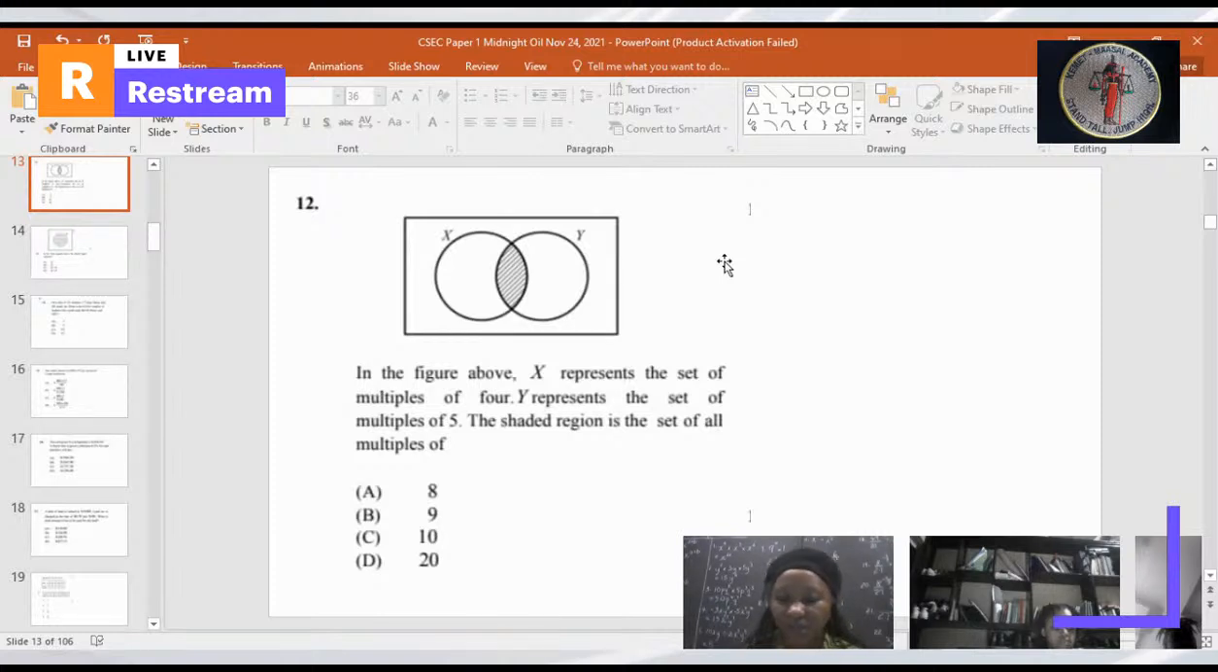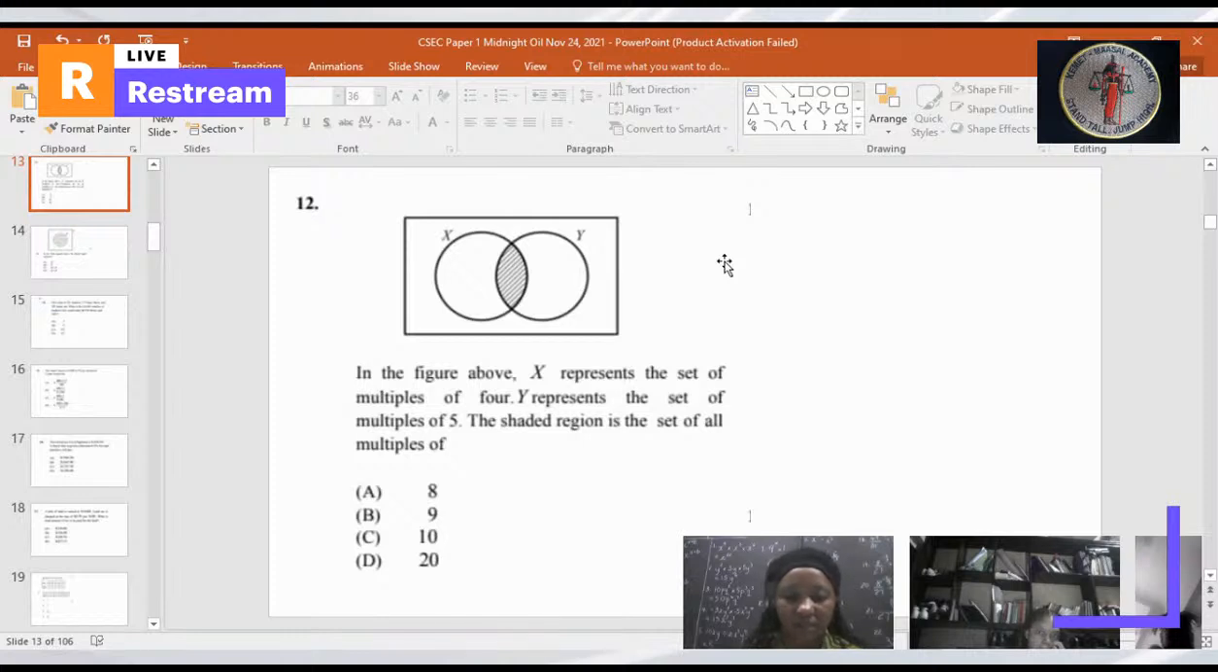Dresha, number 12. The figure above, X represents the set of multiples of 4. Y represents the set of multiples of 5. Shaded region. Miss, D, 20.